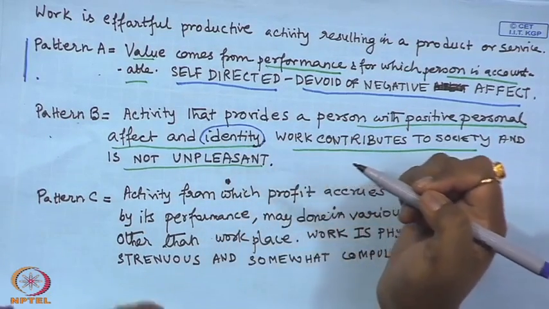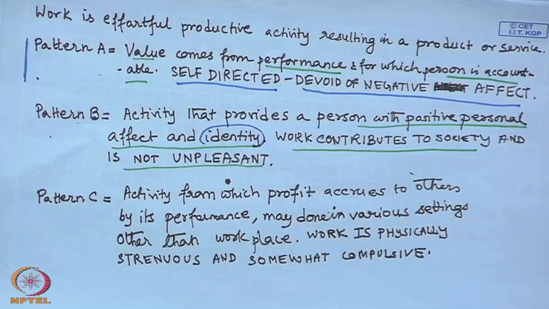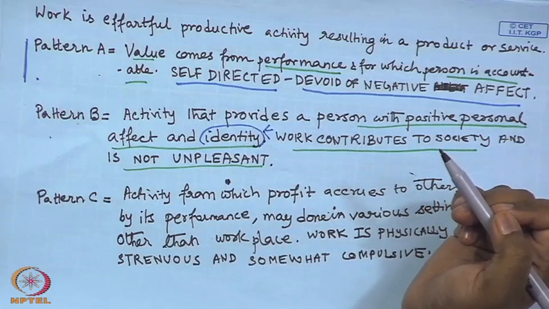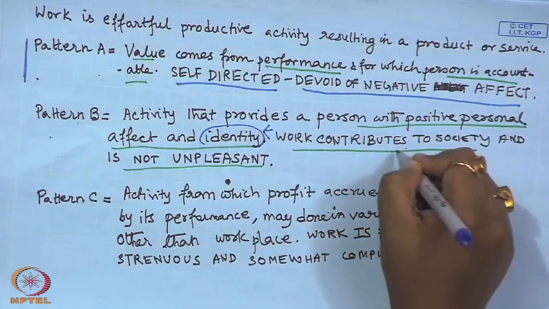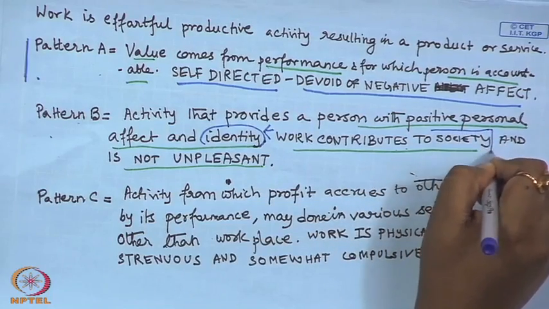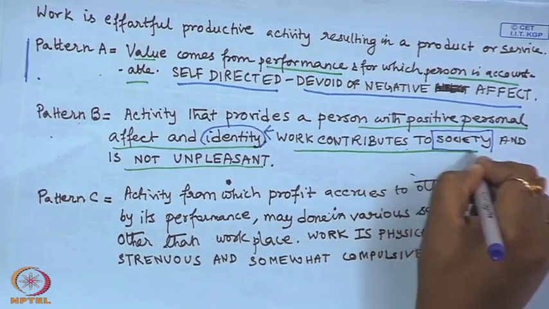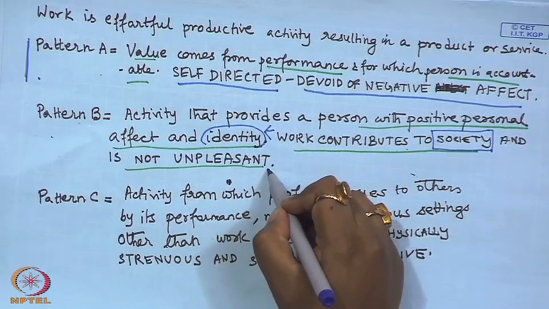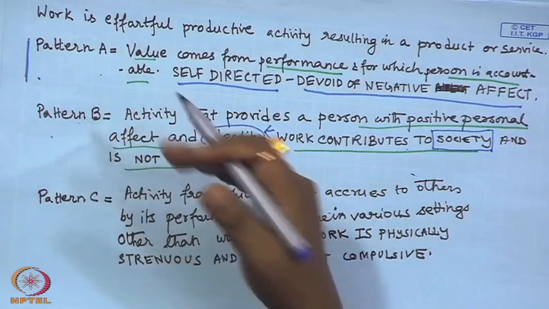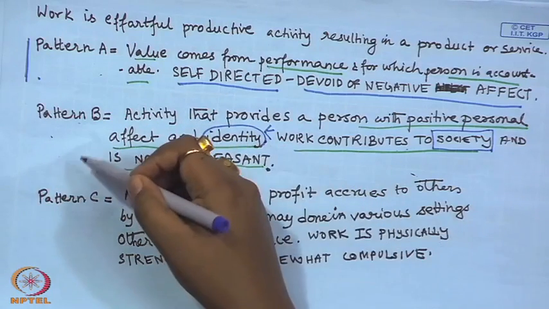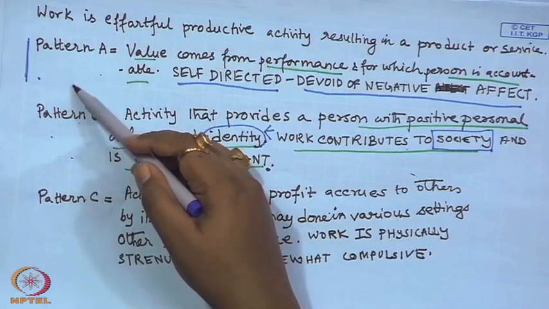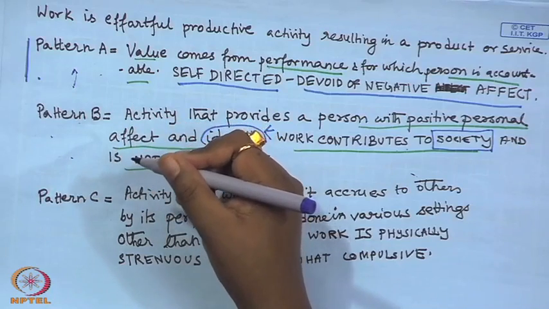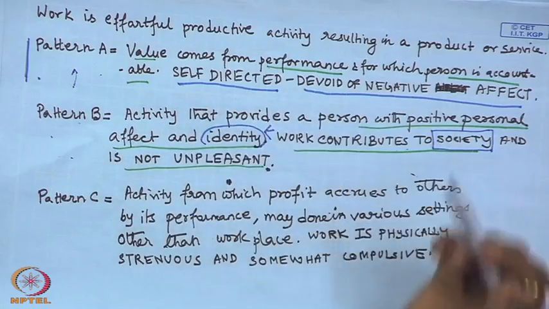The work that you do gives you a pleasant feeling because your society gives you an identity based on the work that you do, and because you believe the work you do contributes to society, and it gives you an identity and is related with positive personal affect, it is not unpleasant in nature. In Maslow's hierarchy, this is more concerned with the esteem needs, and if you move higher up, when you are getting an intrinsic motivation, it is more related to the actualization needs.